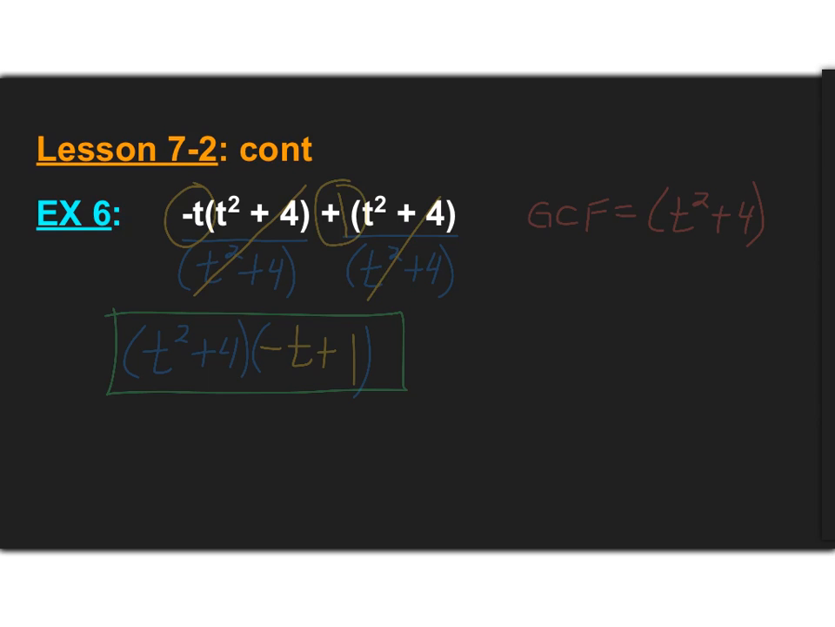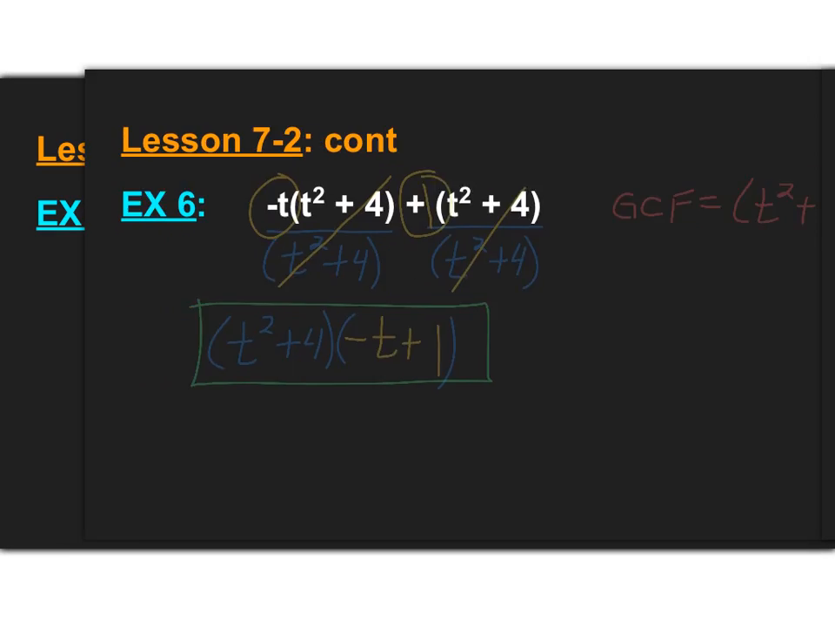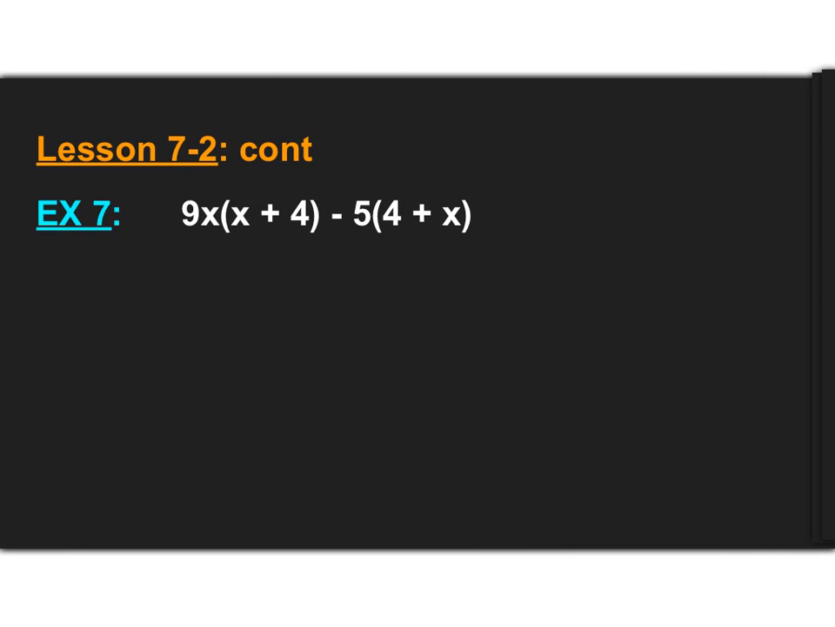Let's look at example 7. Okay, so for example 7, it almost looks right, but something looks wrong, don't you think? What is wrong with these two here? Well, they both have an x, and they both have a plus 4. But they're not in the same order. So the question you have to ask yourself: does the order of addition matter? Yes or no? So here's just a little example.